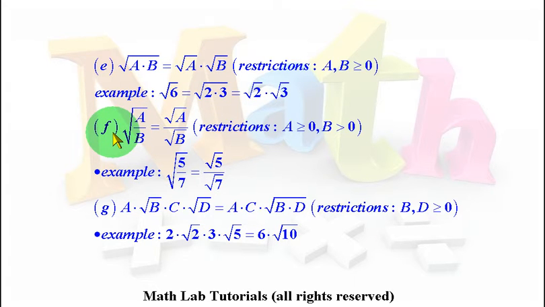Let's look at the next one over here. The square root of a over b is identically equal to root a over root b. So the square root of a quotient is the quotient of the square roots. Again, the restrictions are on the arguments. a has to be greater than or equal to 0, and b has to be greater than 0. If b is equal to 0, this quotient is undefined because we have division by 0, and therefore you have to impose that restriction that b has to be strictly positive. a can be greater than or equal to 0, but b has to be strictly greater than 0.